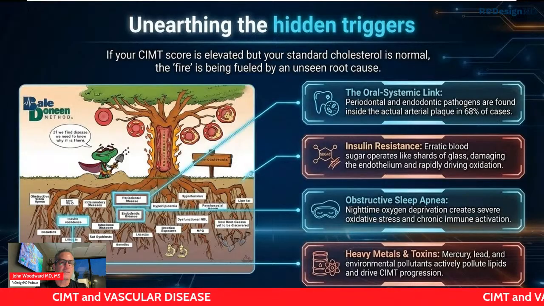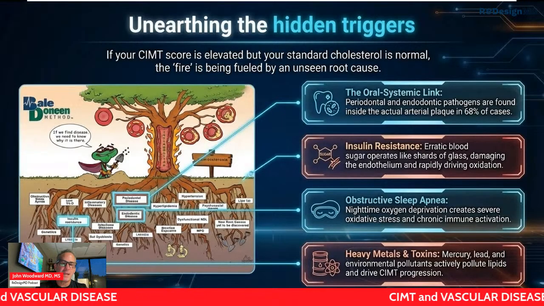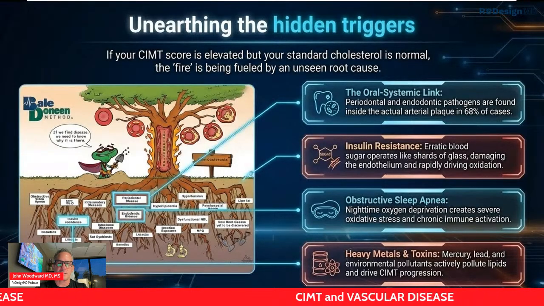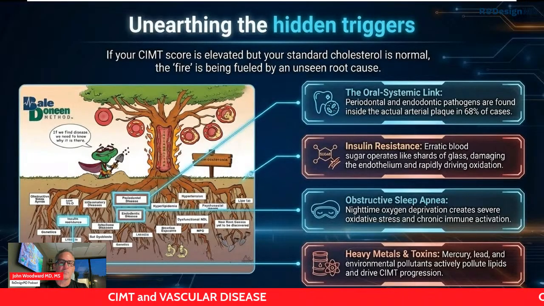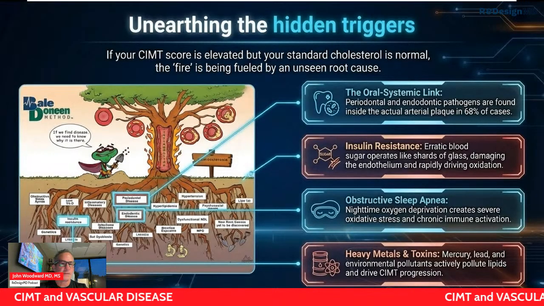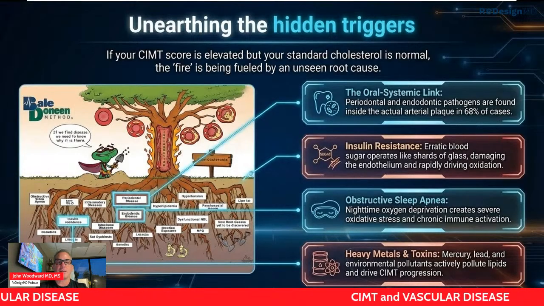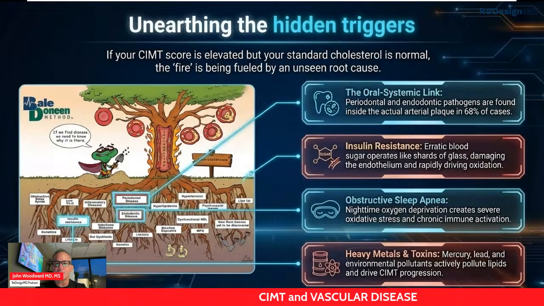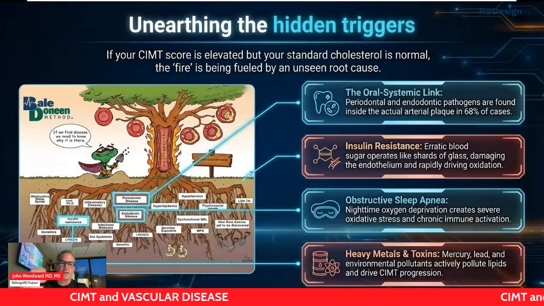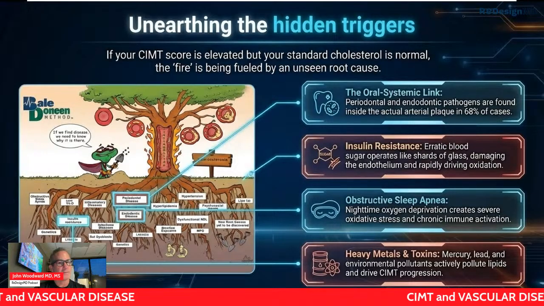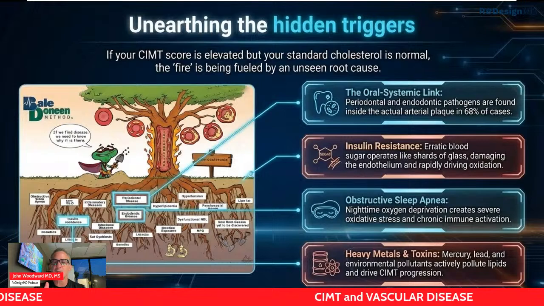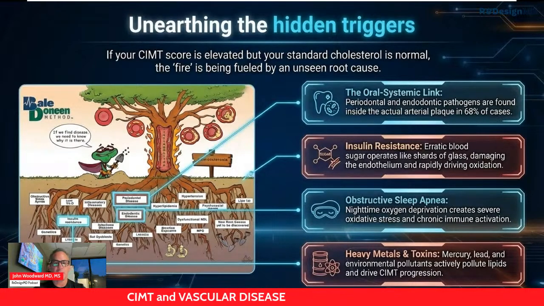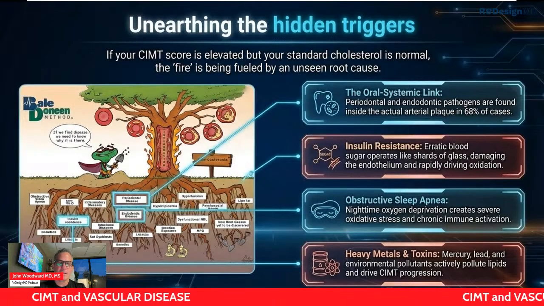Insulin resistance is a major piece that causes damage to the endothelial layer, that innermost layer of the blood vessel, and rapidly drives oxidation. Obstructive sleep apnea drives inflammation and oxidative stress. Chronic immune activation: we see these immune cells much more activated when we don't sleep well. Heavy metals, toxins, mercury, lead, this stuff is in our food. It's in our environment. The plastics that we consume, right?